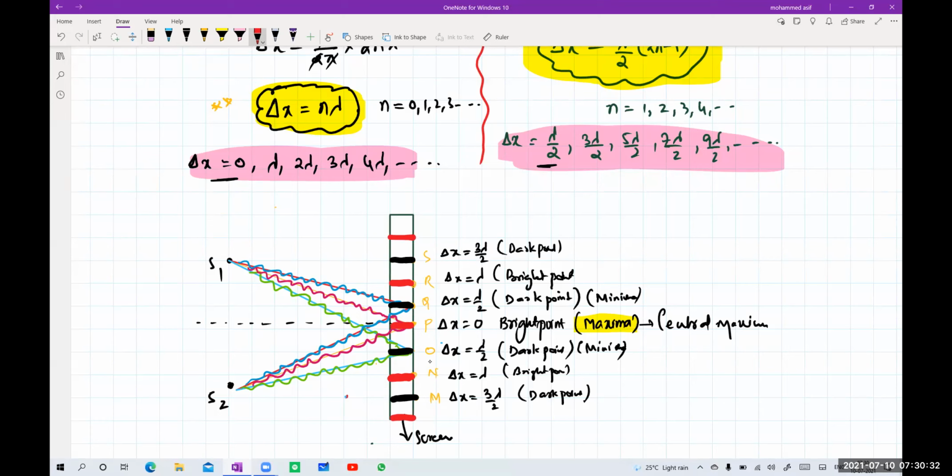Exactly whatever you are getting above the axis, the mirror image is below. Say if above we are getting 4 maxima, this is your axis. Here above I'm getting 4 maxima, below also we will get 4 maxima. So totally how many maxima will be there, beta? Can anyone tell me?